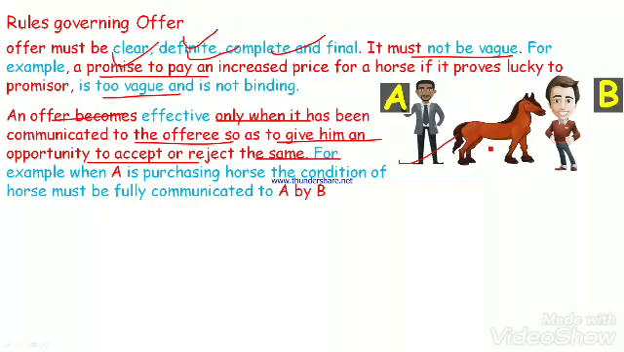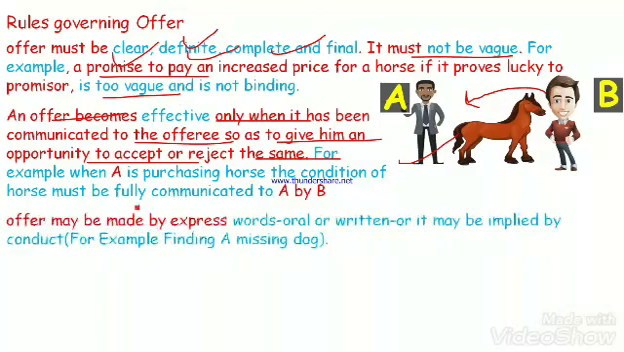For example, when A is purchasing the horse, B should give him all the relevant information related to whether the horse racing is good, whether the horse behavior is good, and any other information.